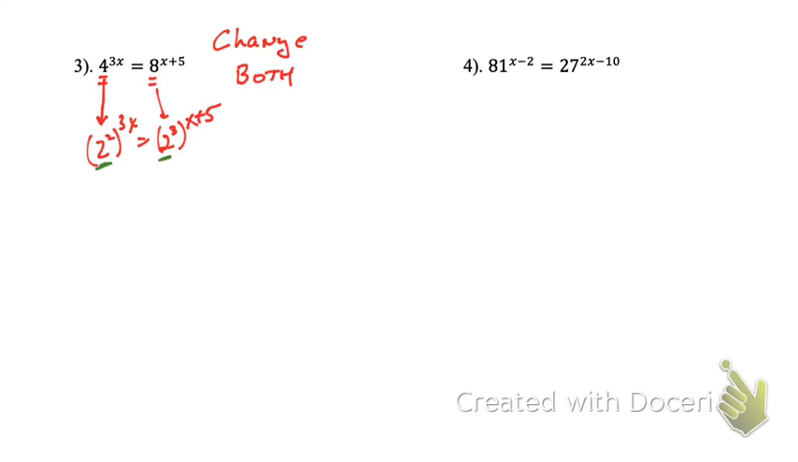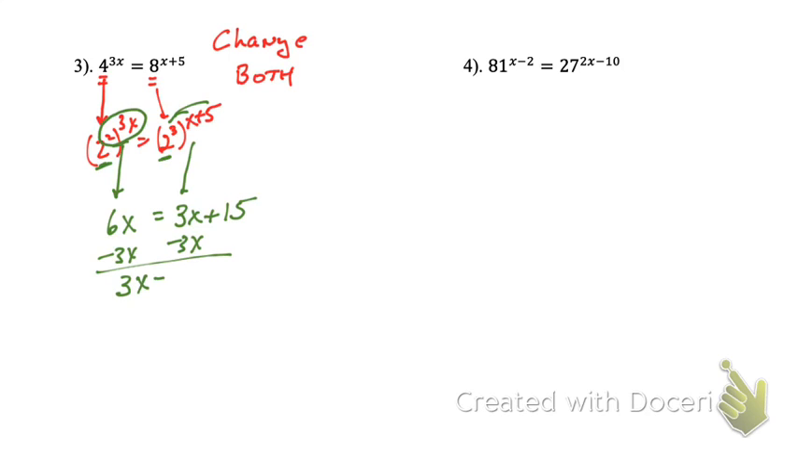We made our bases the same, so we can simply drop our exponents. And we would multiply those two, get 6x. We would distribute over here, and we would get 3x plus 15. And then solve from there. Subtract 3x. Get 3x equals 15, divided by 3, we get an answer of x equals 5.